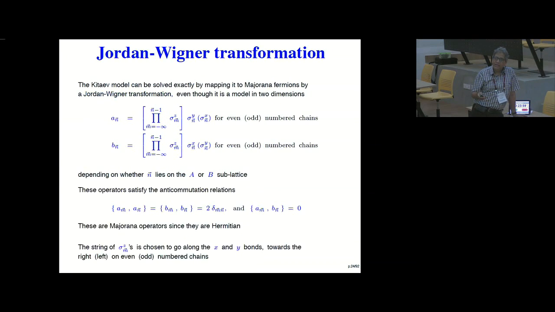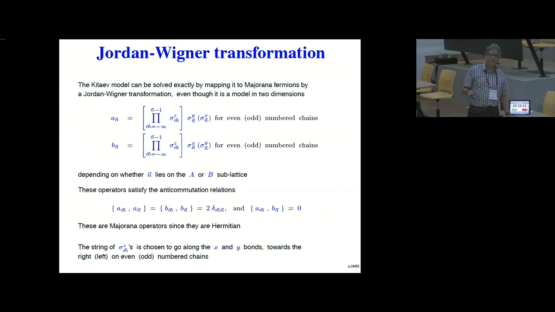So A_n is a product from, let's say, minus infinity, which just means the top left corner of the lattice, to the site before the one you're interested in, of sigma z's. That's the Jordan-Wigner string of sigma z's. And then you end up with a sigma y or a sigma x, depending on whether the chain number is even or odd. Let's say the top chain is number one, so it's odd. The next chain is number two, it's even. B_n is another operator, a product over sigma z's ending with sigma x or sigma y, depending on whether the chain number is even or odd. So you have two different operators, A and B, and no matter which chain you're on, one of them will have a sigma y and the other a sigma x.